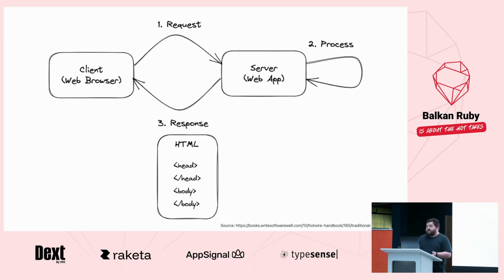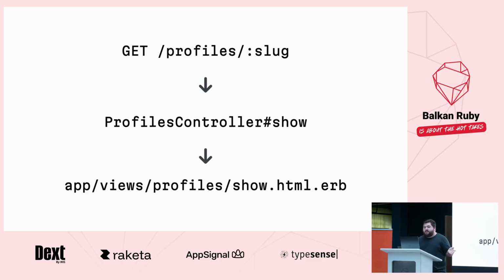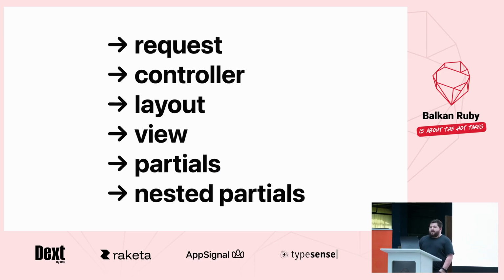The server processes it and sends back pretty much a full HTML response as a result. And on the Rails side, it looks like this. So we have a route. It gives it to the profiles controller, the show action, and then renders the profiles show view. So we are going through this whole stack and figuring out what we need to render.